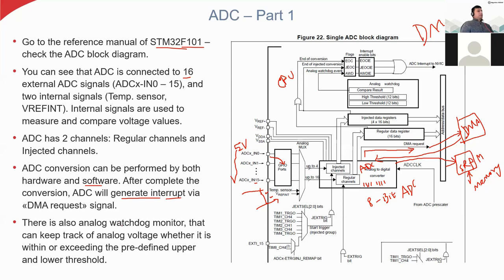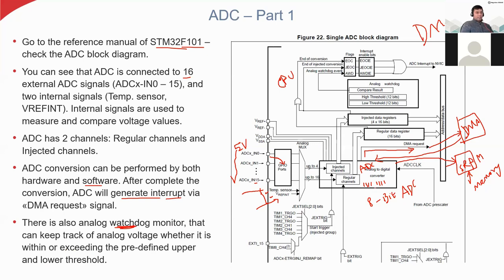Okay, there is also an analog watchdog monitor that can keep track of the analog voltage, whether it's within or exceeding the predefined upper and lower threshold values. Whenever we make this measurement, we also have the watchdog. You can see it's always watching the value of the result.